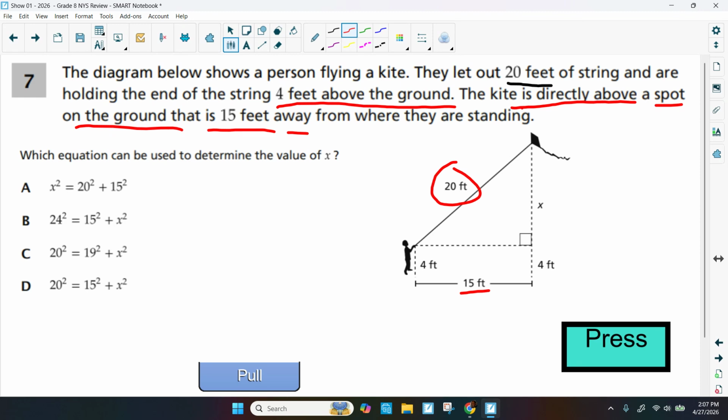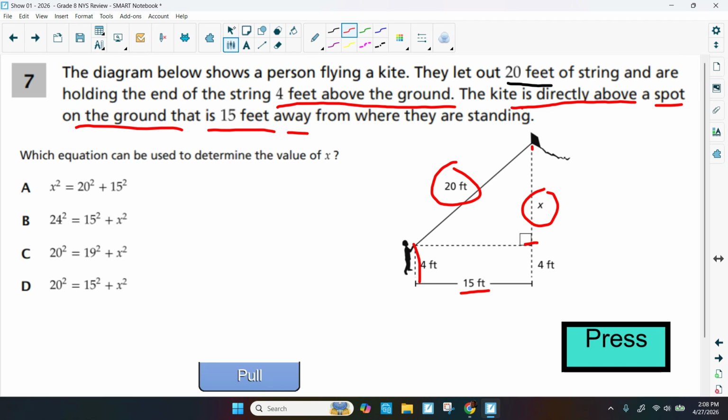Well, 4 feet is the distance from the guy's foot to where the string is. So that would be that distance. And we don't know the distance from here to the kite, and they call that X. All right, so that looks like a right triangle to me, and X marks the spot we are looking for.